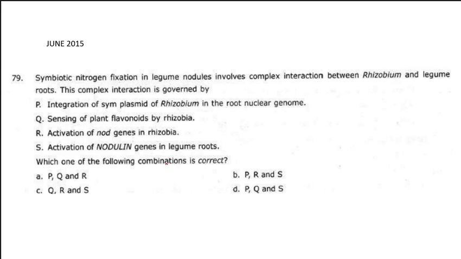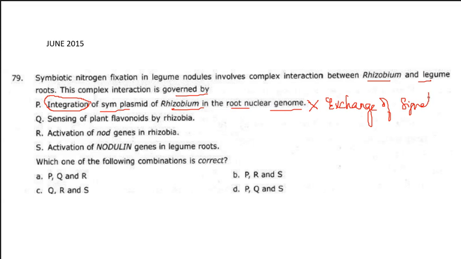The last question: symbiotic nitrogen fixation in legume nodules involves complex interaction between rhizobium and legume roots. This complex interaction is governed by integration of the symplasmid of rhizobium in the root nuclear genome? We did not find throughout this class that there is any kind of integration involved. This is just a chemical exchange of signals, without any integration.